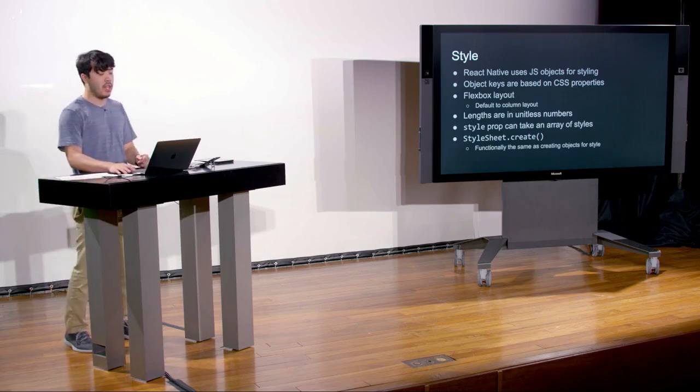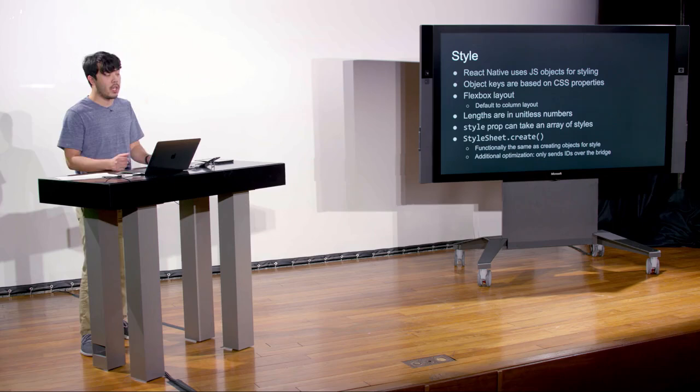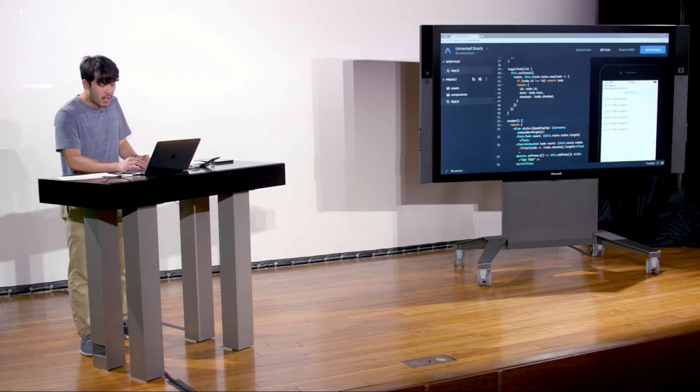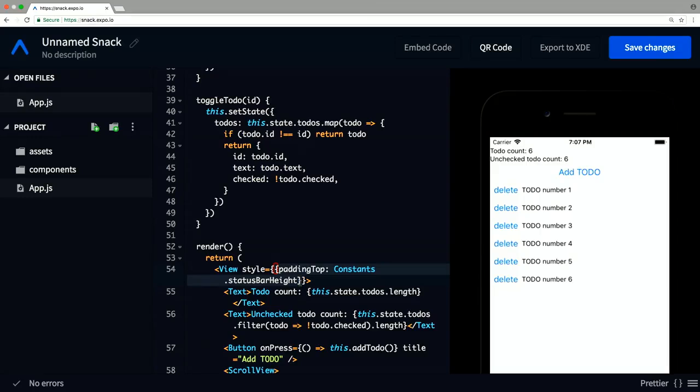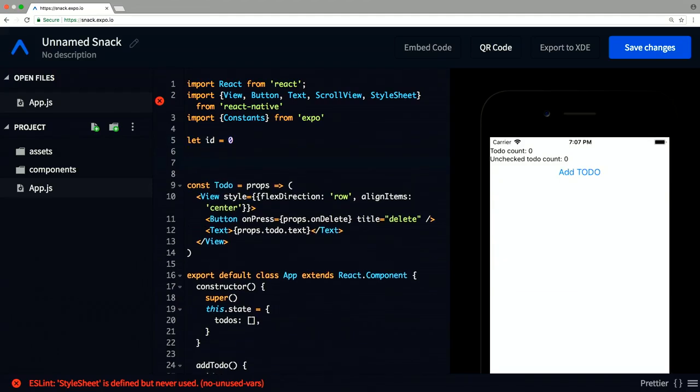So it's basically the same thing as creating objects for style, but there's an additional optimization that rather than sending this entire object, the style object, over the bridge, we can only send IDs. And so say we have these objects. Rather than passing the full object every time, we can just say, hey, this object, let's assign it this arbitrary ID of 1. And so every time we say, hey, this should have a style of 1, the UI thread will know, oh, I know exactly what style that means. And so to do that, all we have to do is import this thing called Style Sheet from React Native. And we can do this.